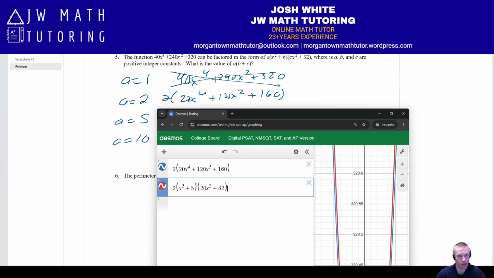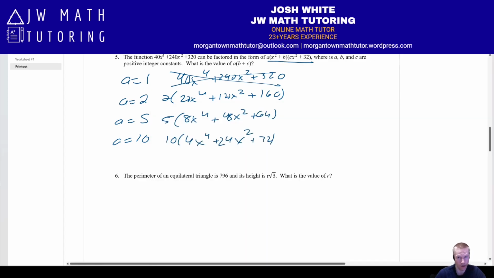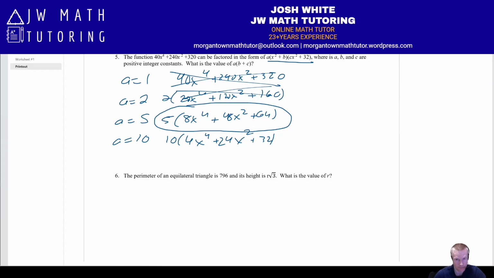So if you pull out a 2, you cannot factor the remaining expression into this form, where you have a plus 32 and you have just a 1x squared in the front. The only one that works is going to be this one right here. It's going to factor as 5x squared and then 8x squared. Just make sure I get this correct. And then it's going to be 32 and 2.